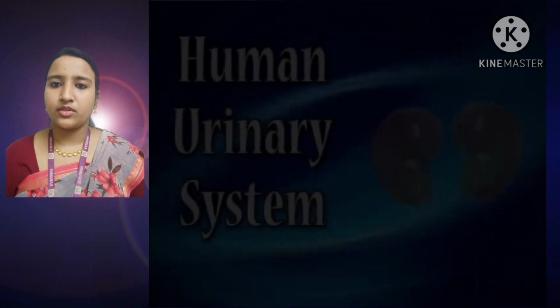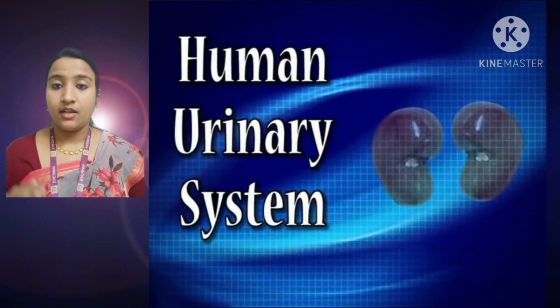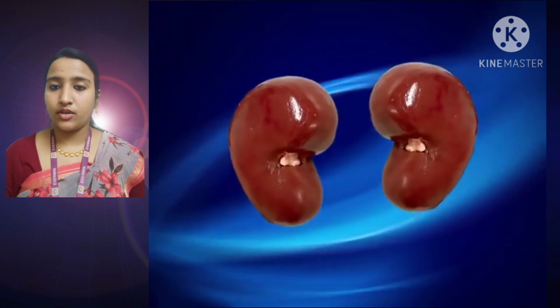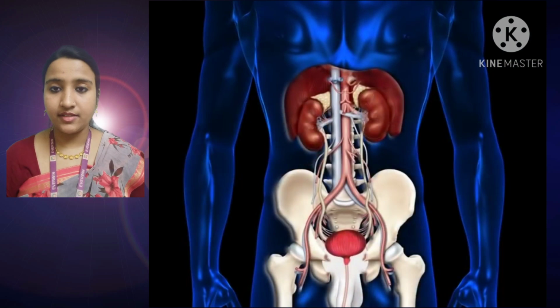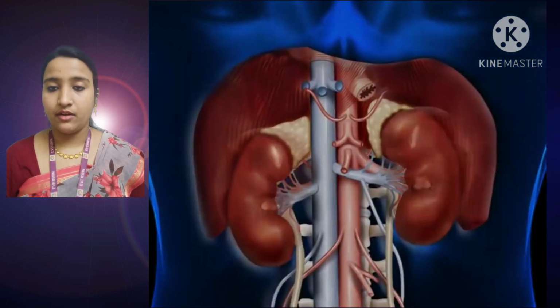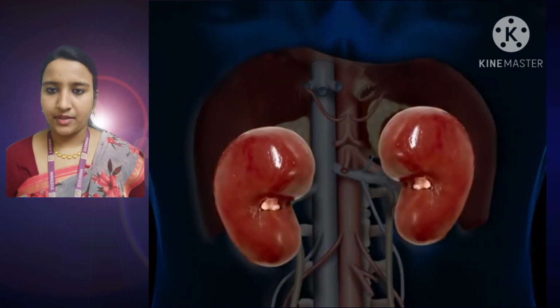Now, let's learn about the kidneys. Location of the kidneys: the human body has a pair of kidneys which is located on either side of the human body.